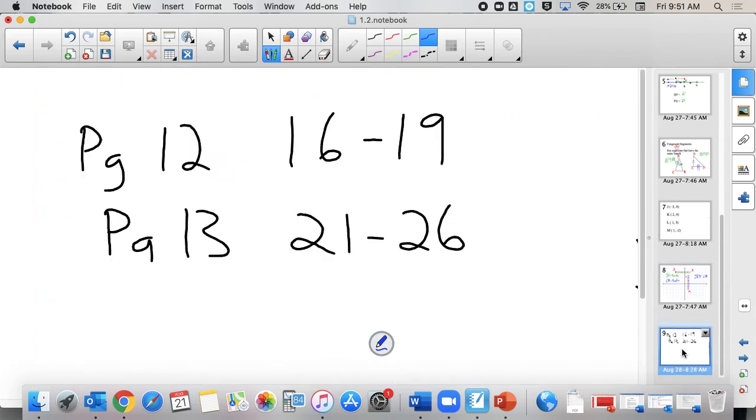Here's your homework tonight. Very short homework assignment. Kind of getting into the swing of things here. Pages 12 and 13, numbers 16 to 19, 21 to 26.